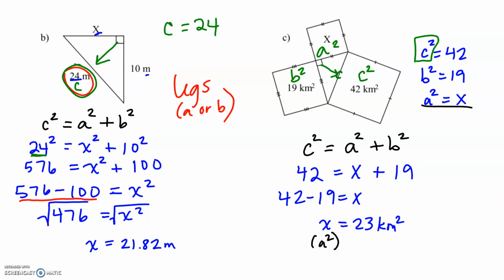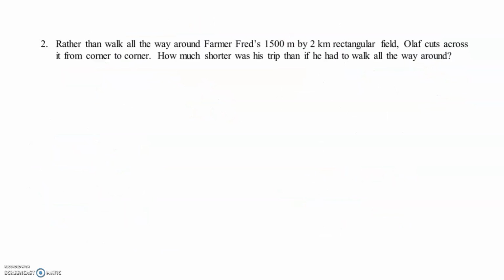All right, let's take a look on the back of the page. So it says that rather than walk all the way around Farmer Fred's 1,500 meter by 2 kilometer rectangular field, Olaf cuts across it from corner to corner. How much shorter was his trip than if he had to walk all the way around?